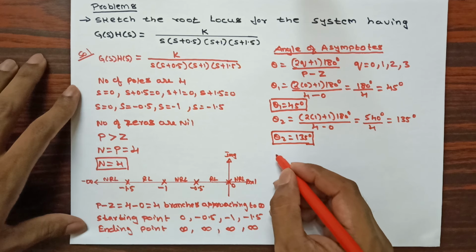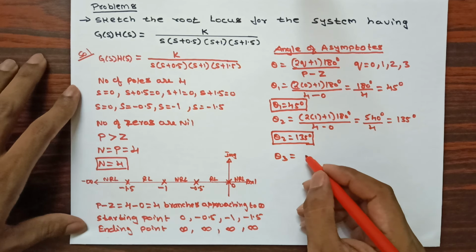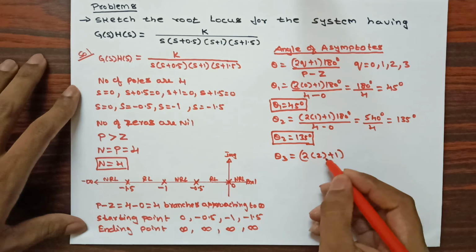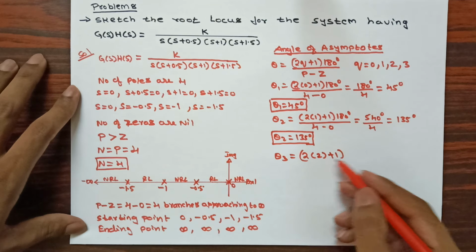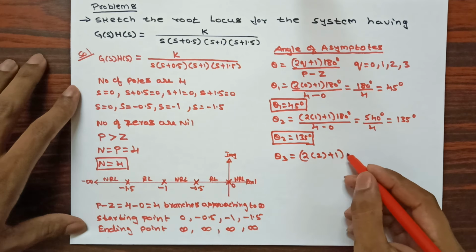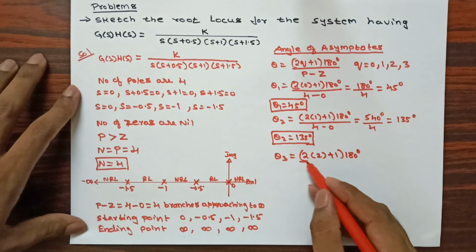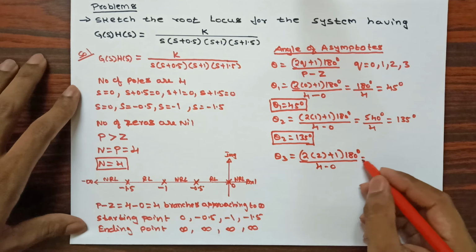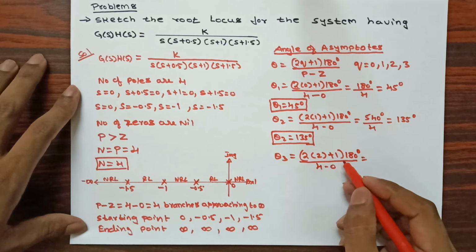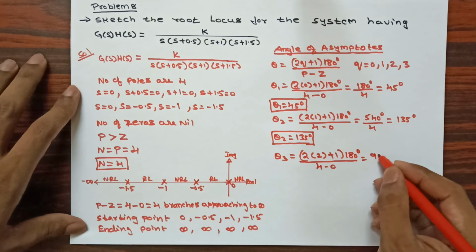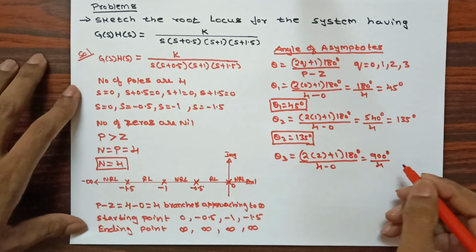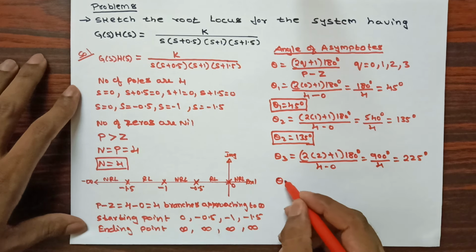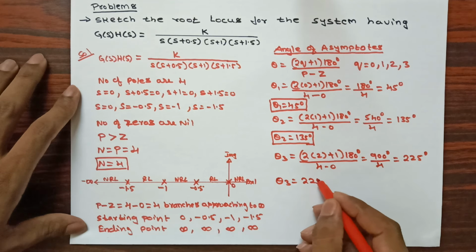Next I am going to calculate the third angle. Theta 3 is equivalent to 2 into 2 plus 1. Now I have substituted q value 2, (2 into 2 plus 1) into 180 degrees divided by the number of poles 4 minus 0. Here I am getting 2 into 2, 4, 4 plus 1, 5, 5 into 180 degrees, I am getting here 900 degrees divided by 4. This will be equivalent to 225 degrees. So theta 3, I got 225 degrees.